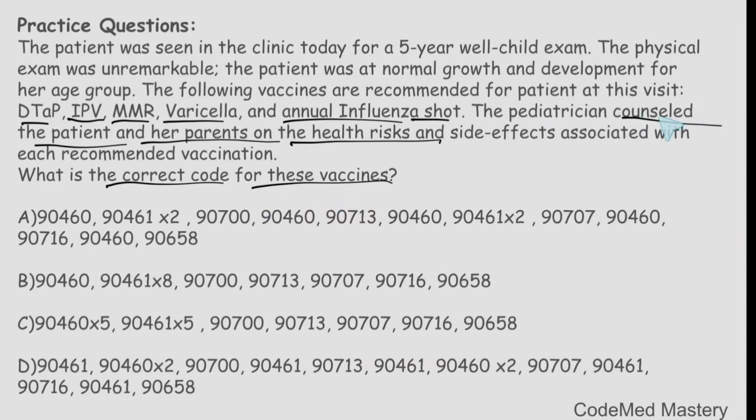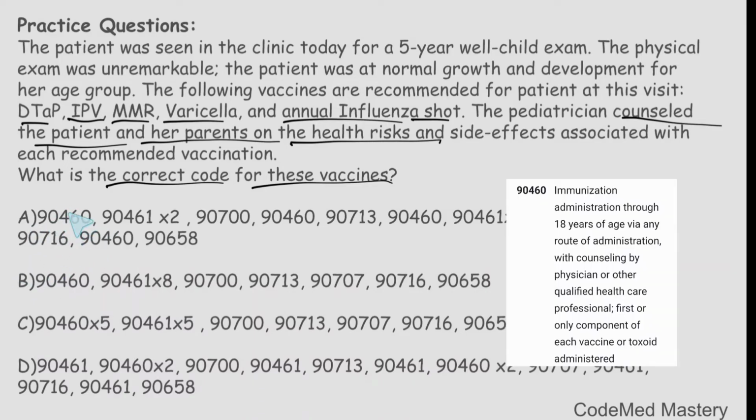So you can see in the question, counseling is mentioned. So we have to use the codes 90460 and 90461 for immunization administration. Right. So let us check the options. Check the first code from each option. Here they have mentioned 90460. So 90460 is for immunization administration through 18 years of age with counseling. That is for first or only component of each vaccine.